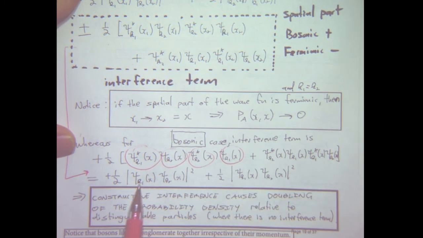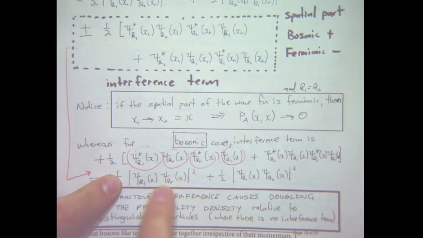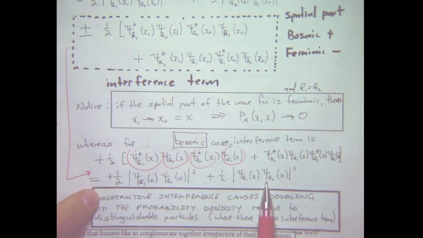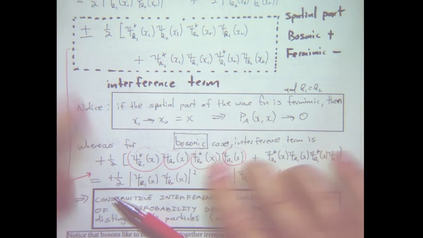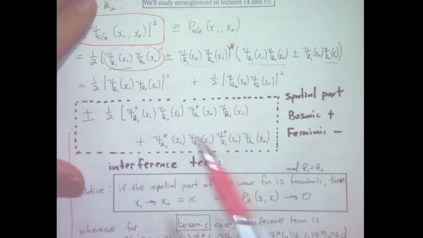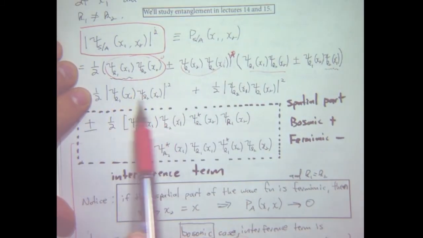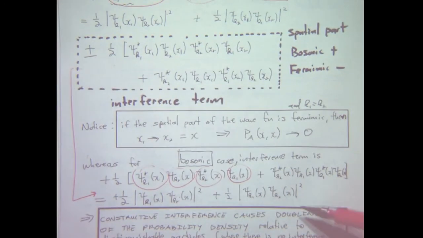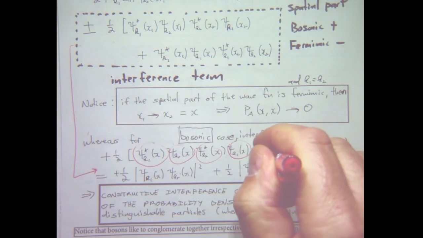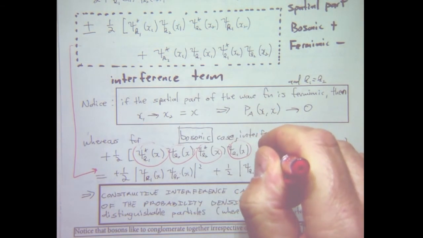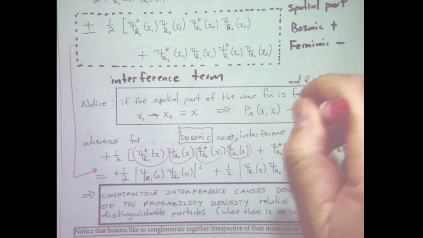So you get basically half times that plus half of the same thing. So you get one times that, but that adds on to this term here. So in fact, you get double the probability density of finding the particles at that point. It's right there in front of your eyes. Look, it's right there. The probability density is doubled if they're bosons and zero if they're fermions.